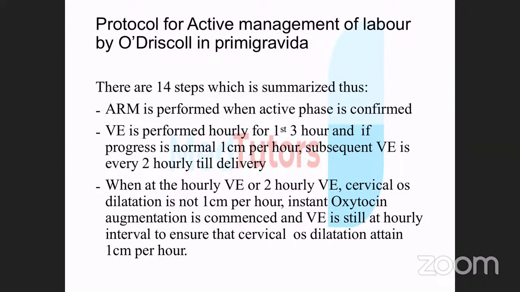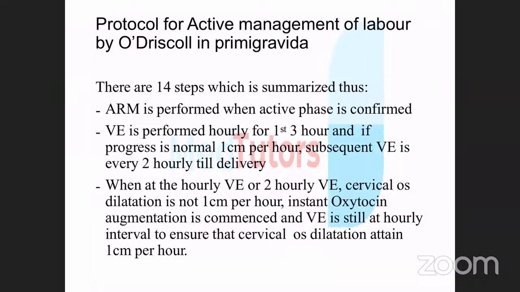Now, when at the hourly VE or 2 hourly VE, the cervical dilatation has not increased by 1 centimeter per hour, you commence oxytocin augmentation, which means at the time you are doing the VE every hour, you expect it to increase by 1 centimeter per hour. So if that is not possible within those 3 hours, then you commence oxytocin infusion, excuse me.